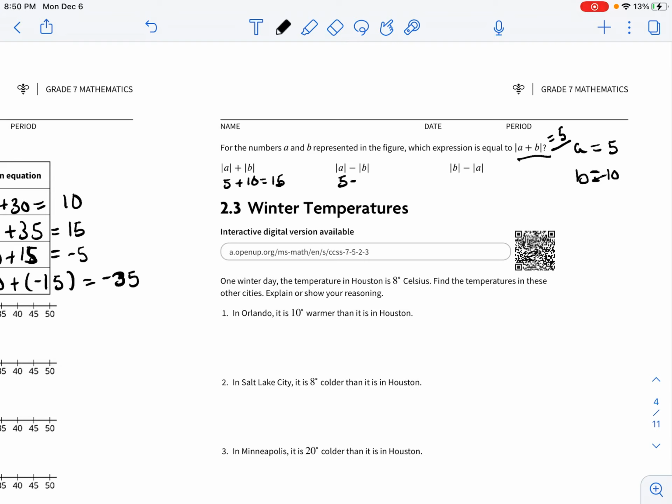Let's check the second one. So now it's 5 minus the absolute value of negative 10, which is 10. So that's going to give us negative 5. So this one right here would be the one that actually would add to what we see on the diagram. But it's asking for the absolute value of A plus B. And so assuming B is a negative number, now this would be 10 minus 5, which equals 5. So that one does check out. This third one is the one that actually checks out with the absolute value of A plus B.